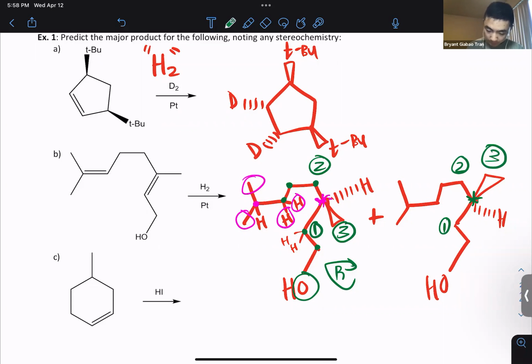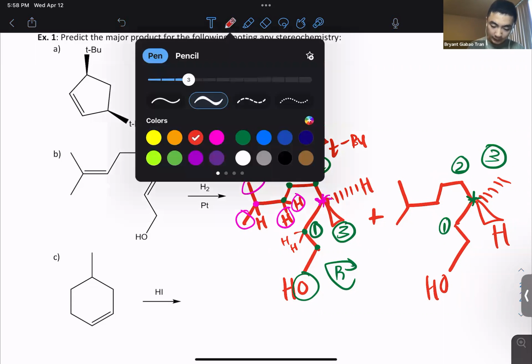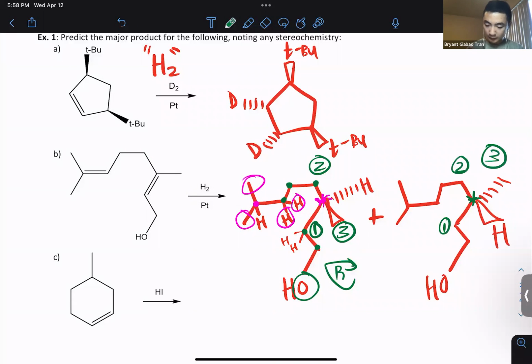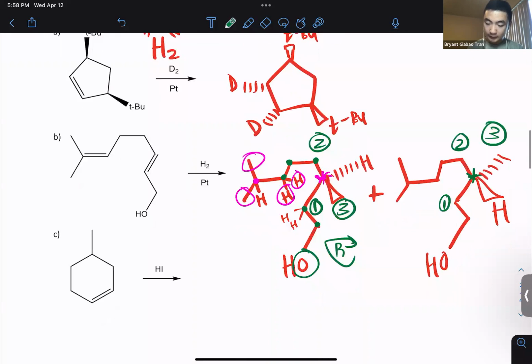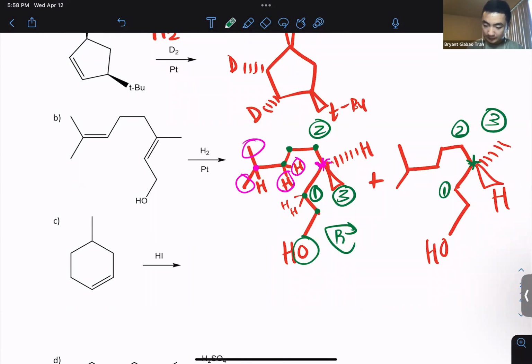So it looks like R, but since the hydrogen is, wait, I gotta draw a different product here. So this methyl is gonna be dashed. This hydrogen is gonna be wedged. Since it looks R, it's actually going to be S because we have to flip it, since the hydrogen is on the wedge. And that only works if the hydrogen is on the wedge. It wouldn't work if the hydrogen is on the planar side. So this would be S here.